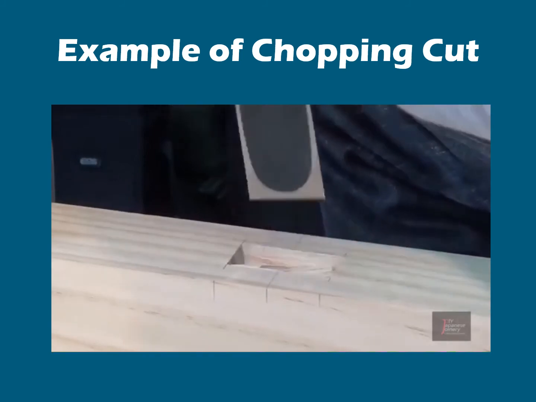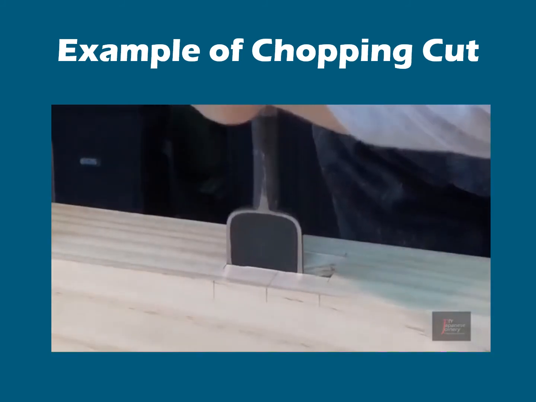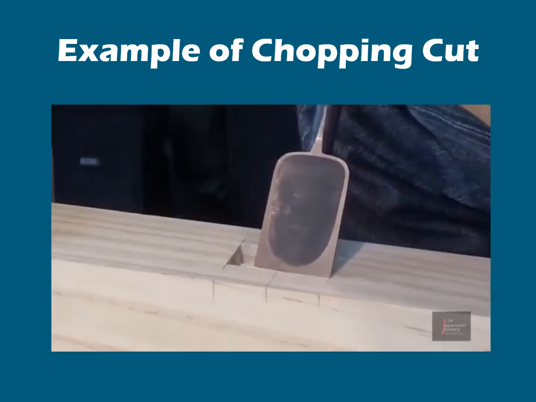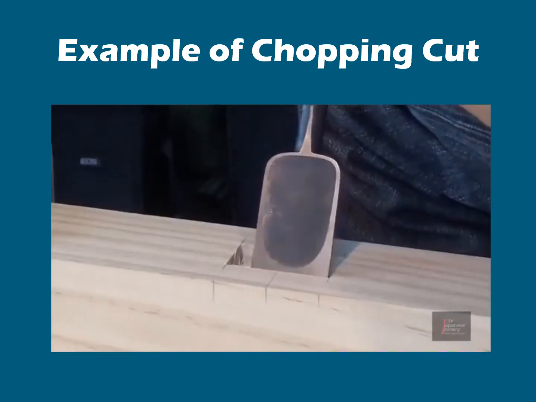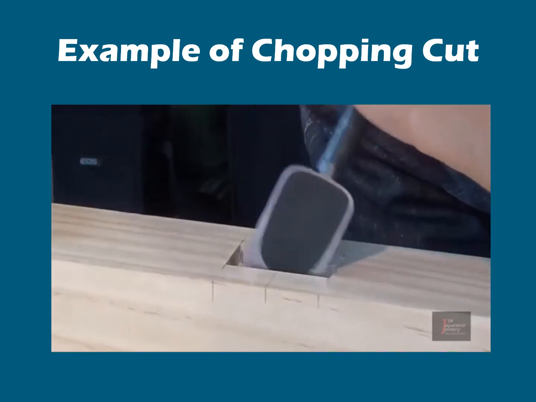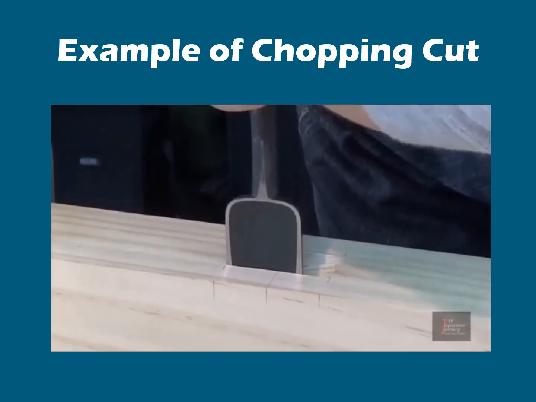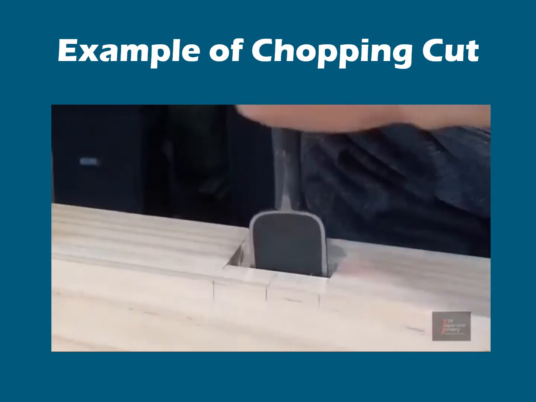These are examples of chopping cut. If you can hear, that is the sound of the mallet striking the chisel. You need to hit the chisel with the mallet according to how deep you want to cut the material.